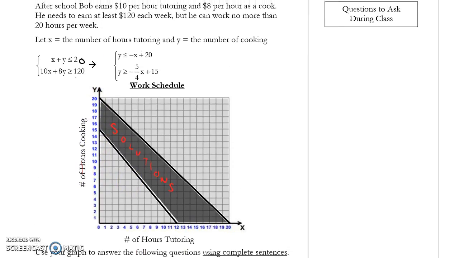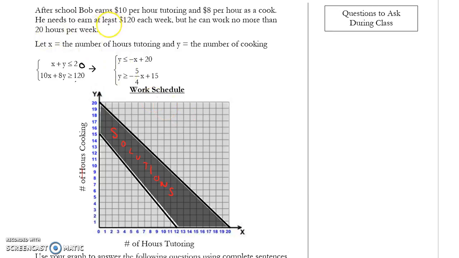And then one thing I would do is look at my word problem again and write down here how much Bob gets paid for that. We see that Bob earns $10 per hour tutoring, $8 per hour as a cook. Since this is number of hours cooking, I'm going to write down in here $8. That's going to help me as I analyze the problem later on. And then same idea down here. This is the number of hours tutoring. I'm going to write down here $10 because I know he gets paid $10 per hour for that.